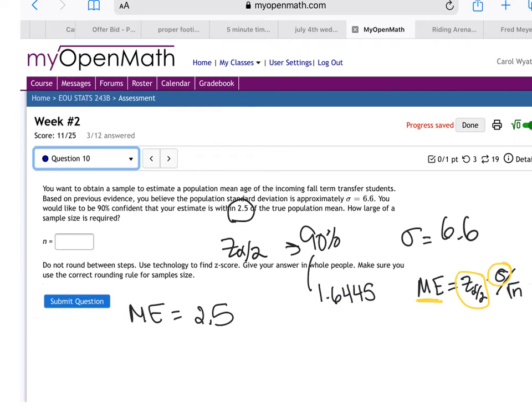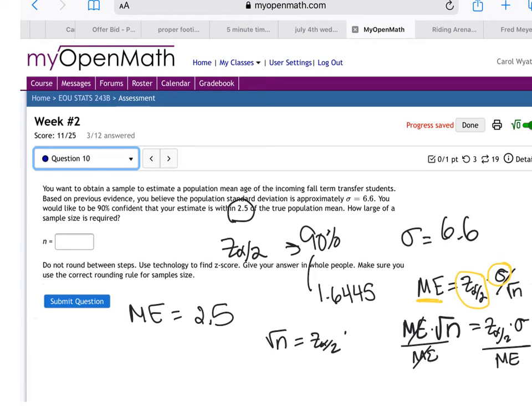I'm going to do that algebra real quick. Multiply both sides by the square root of n. And then I have z alpha over 2 times sigma. Right? Now I'm going to divide by the margin of error to get that n by itself. Thank you, algebra 1. Square root of n equals z alpha over 2 times sigma all over the margin of error. Now I'm going to square both sides to get rid of the square root.